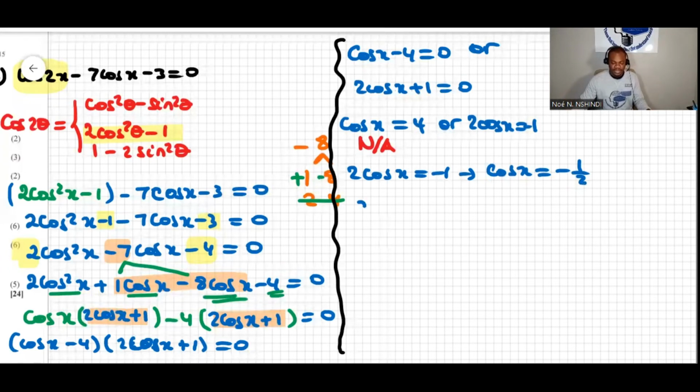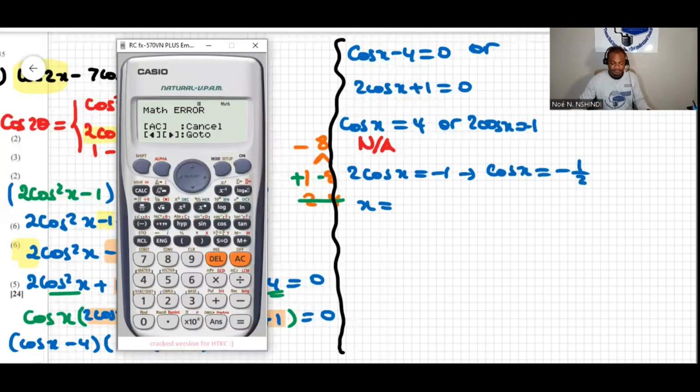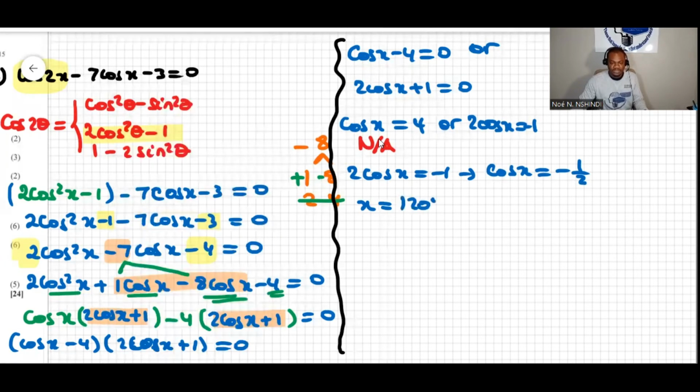Now, to find x, we will use the calculator. We press shift, and then cos, and then -1 over 2, close bracket, and then equal. This is equal to 120. So x is equal to 120 degrees.